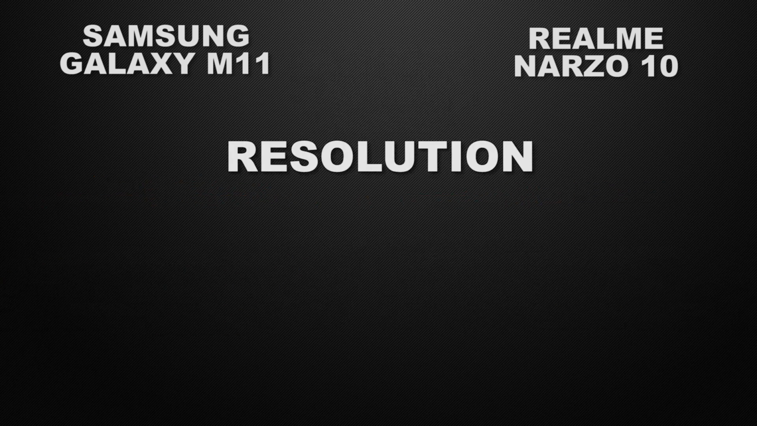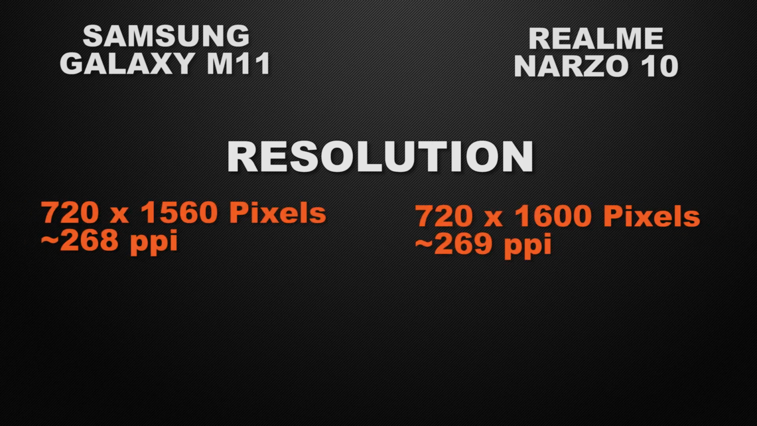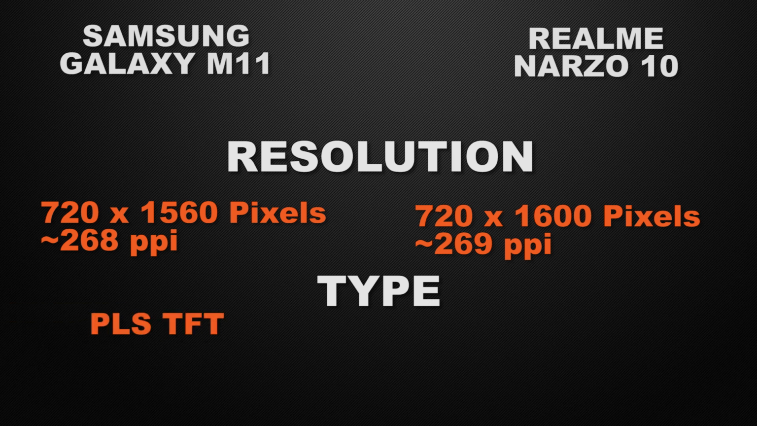Let's talk about the display resolution of the devices. Both of the devices have HDR display, so it's a tie here. And about the display type of the devices, M11 has a TFT display and Narzo 10 has IPS LCD. So the winner here is Narzo 10 because IPS LCD has much better view angle and color reproduction.